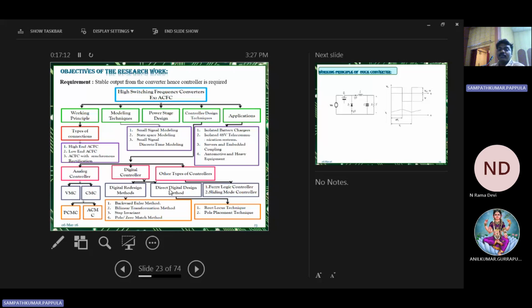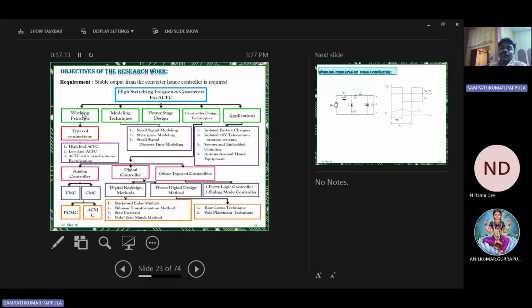In the digital also, there are various types. In the other controllers, there is fuzzy logic controller and sliding mode controller. In the digital also, there are some other classifications. So after doing the literature review, you are able to find what existing work there is, if you want to do work on that particular converter.